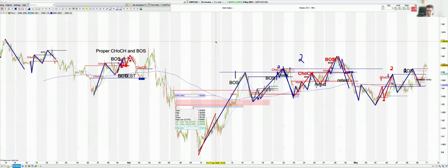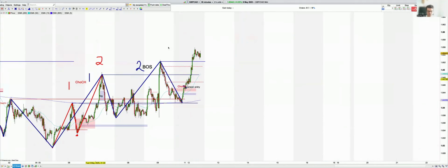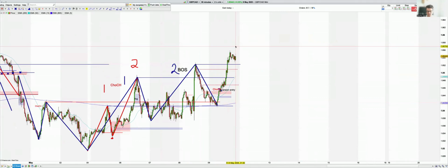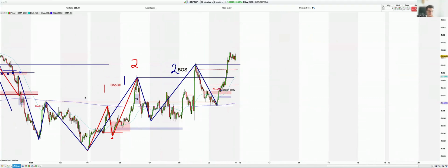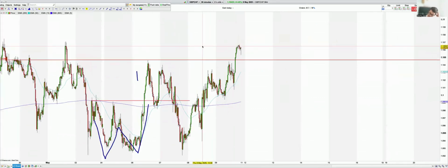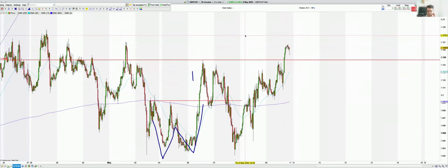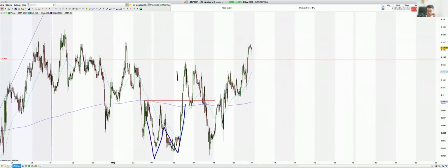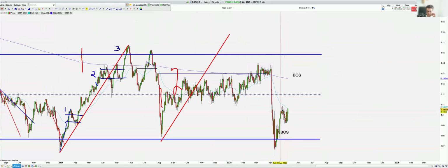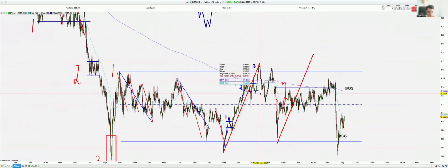But the action was here. This was a valid break of structure. 1, 2, anticipated it here, took the third. Beautiful. GBP CHF making a resurgence. This could have been an entry up here. You could have stolen some money off the market. This is trying to make a push up. 1, 2, off the 50. This is the lows of level 1.